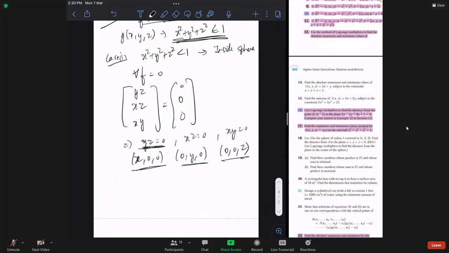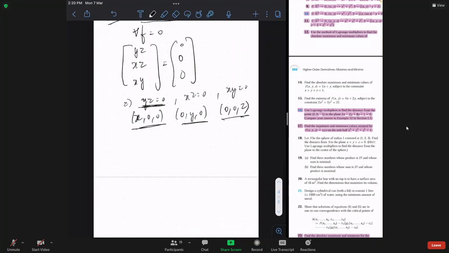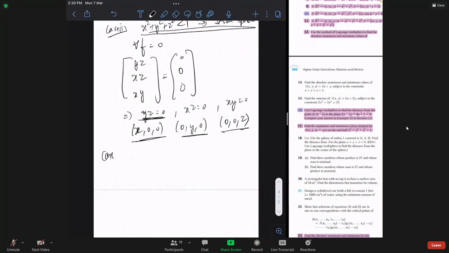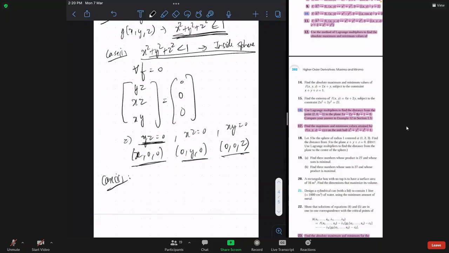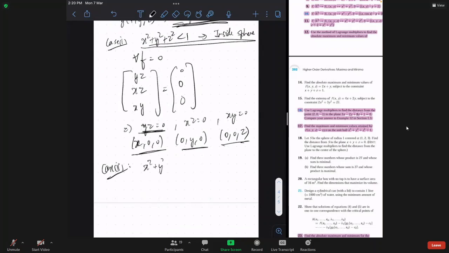Which is clearly a minimum. So inside the sphere, there's nothing we can try to optimize or find out, because they're always going to give you a minimum value. So let's take the case where I look at the surface of the sphere, which is x square plus y square plus z square equal to 1. So this is on the surface of the sphere.